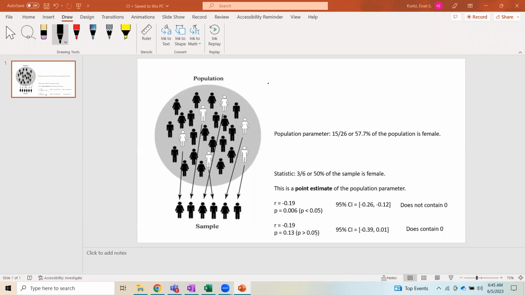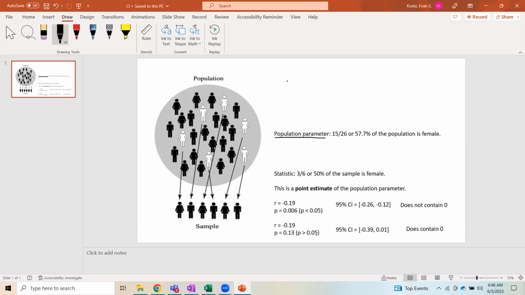And if these researchers were to sample every single individual within this population, that would be referred to as a census. And so with this example here, we've got 26 people in this circle. And if we were to survey every single one of them and ask them what their gender is, we would see that 15 out of the 26, which is our population size, or 57.7% of this population is female. And so this is a population parameter.